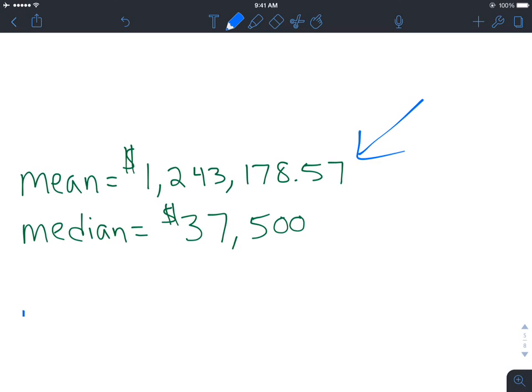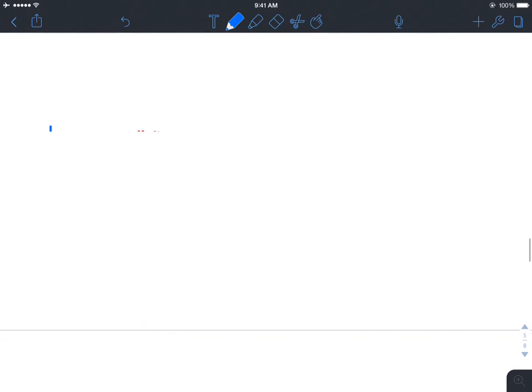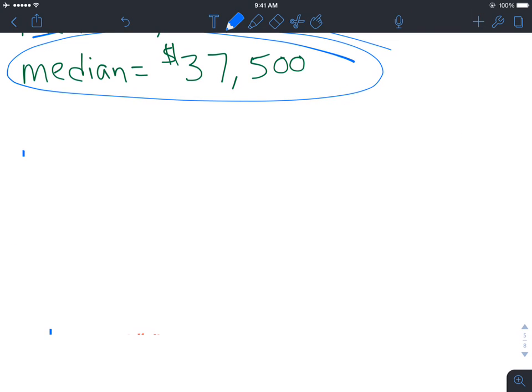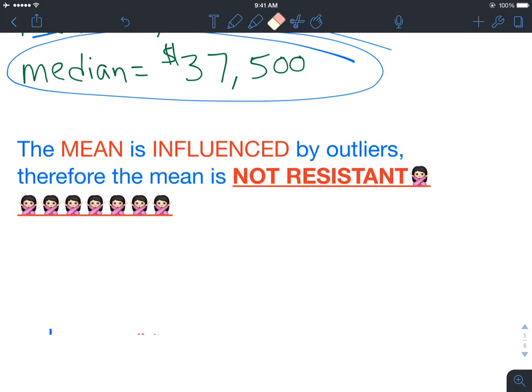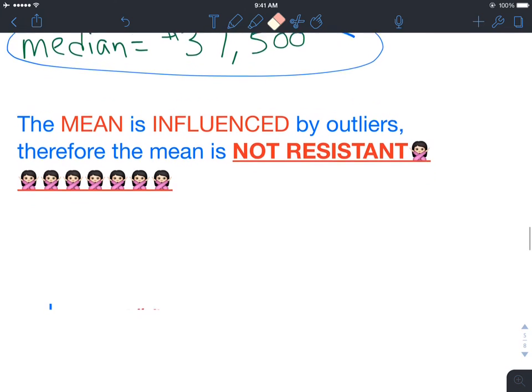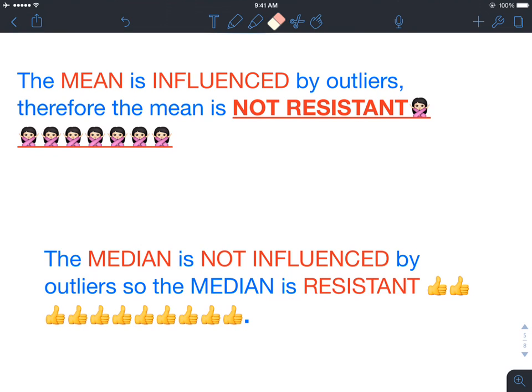This number, the mean, I would not use for a report. You're going to stick to the median. Why are we going to do that? Because the mean is influenced by outliers. Therefore, the mean is not resistant, meaning the mean is going to be affected by numbers outside a normal range, where the median is not influenced by outliers, so the median is resistant. So here, the median is a better stat.